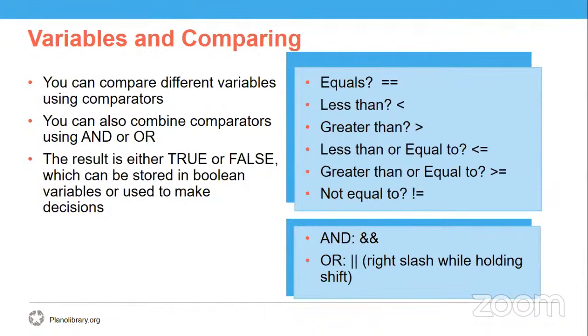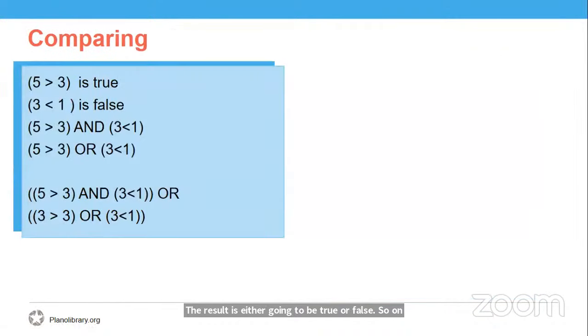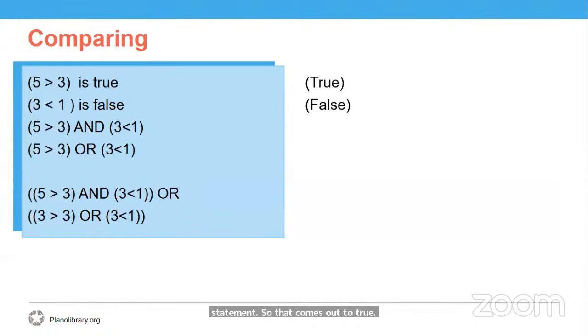You can also combine the comparators using and or. The result is either going to be true or false. So on the next slide, we have some examples to help explain that. So we have 5 is greater than 3, which is a true statement. So that comes out to true. 3 is less than 1 is false. So that answer is false.